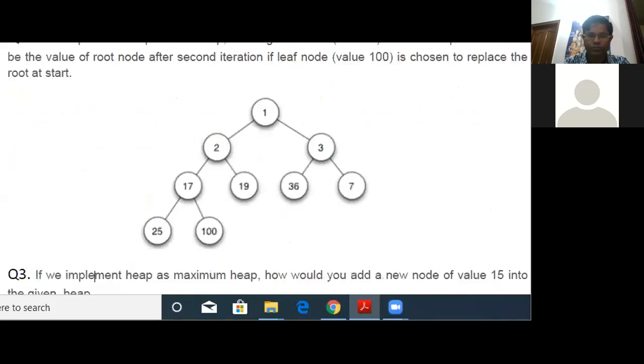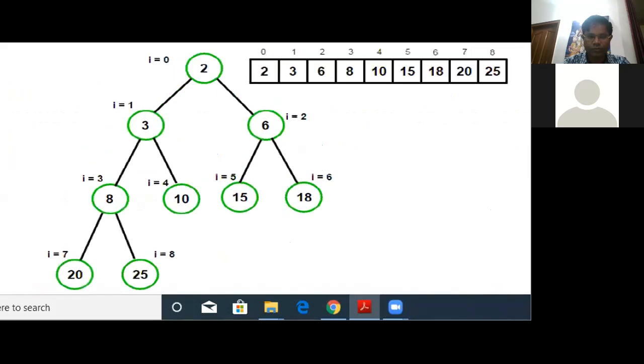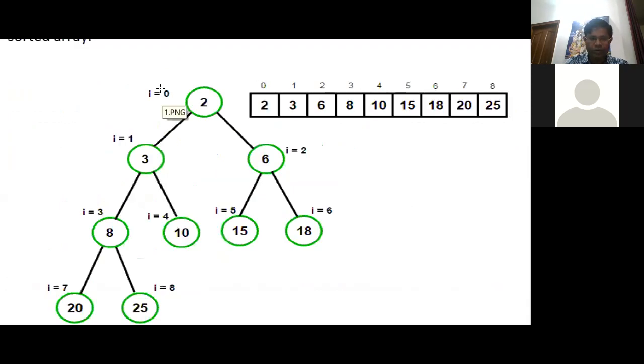So just look at the given heap. When you take a look at this heap, how many elements are there? There are a total of 9 elements: 1, 2, 3, 4, 5, 6, 7, 8 and 9.